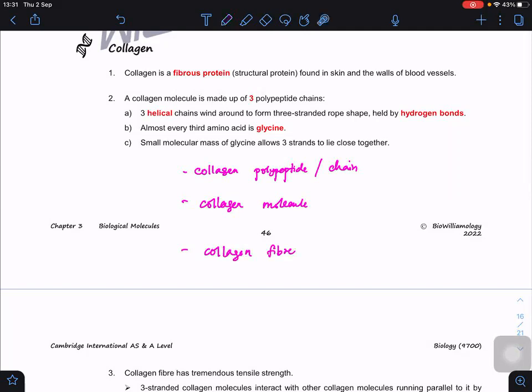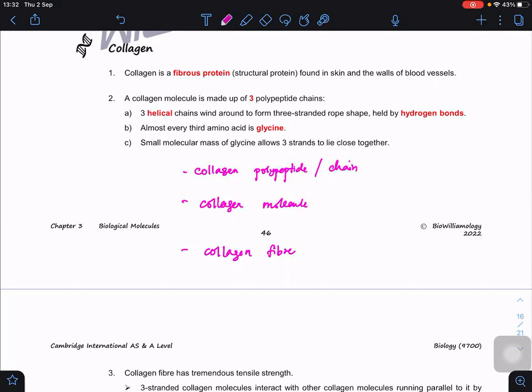So you need to understand these three, okay? When you use the word collagen, actually we refer to collagen fiber, okay? So they are fibrous proteins found in the skin and the wall of the blood vessel. Skin, to make sure that your skin is firm, it won't sag, I mean your skin, okay? And the wall of the blood vessel, because we don't want our blood vessel to burst when it's under pressure, okay, or overly stretched. So one collagen molecule will have three polypeptide chains.